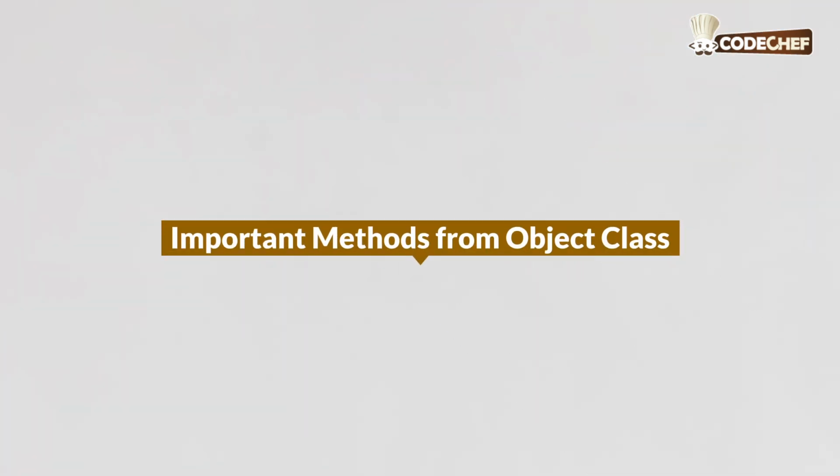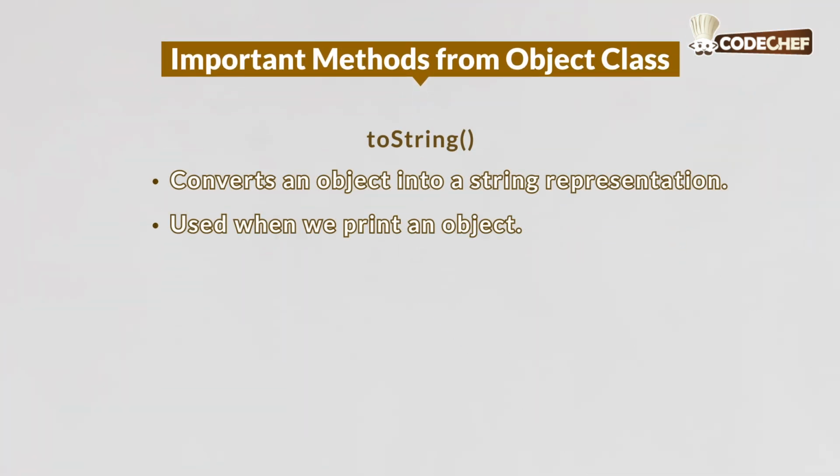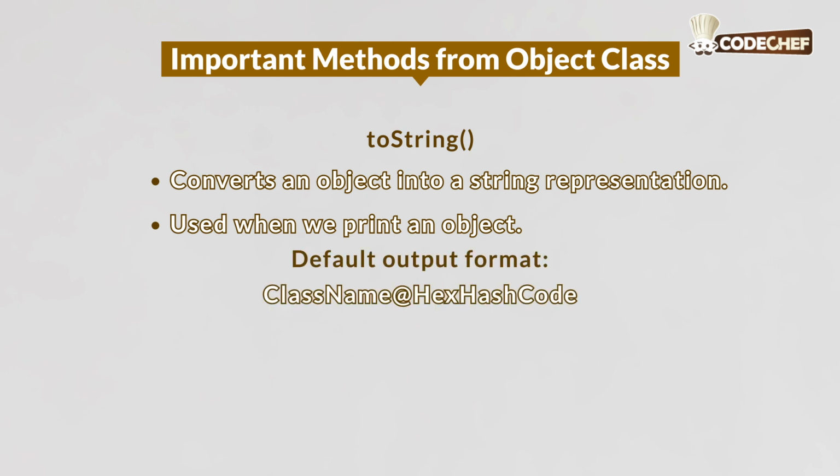Important methods from the Object class. toString converts an object into a string representation. It is used when we print an object. The default output format for the same is class name at hex hash code. For example, Book@15db9742. Here, the class name is Book and the hex hash code is 15db9742.